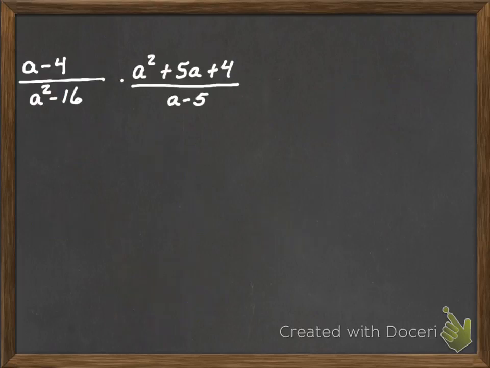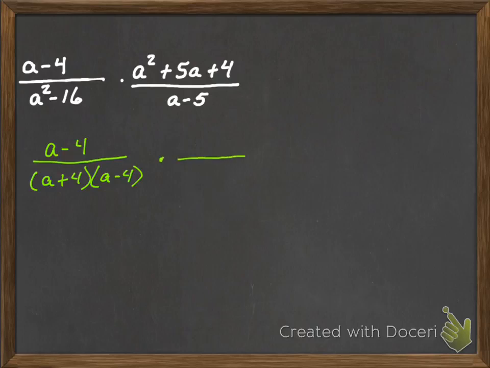All right, so the next situation is multiplying, but this time we do have addition and subtraction in here, so we factor these as polynomials. The numerator here does not factor any further. It's just simply a minus 4. A squared minus 16 is a difference of 2 squares, so it factors to a plus 4 times a minus 4. This numerator factors down to a plus 4 times a plus 1, and a minus 5 does not factor.